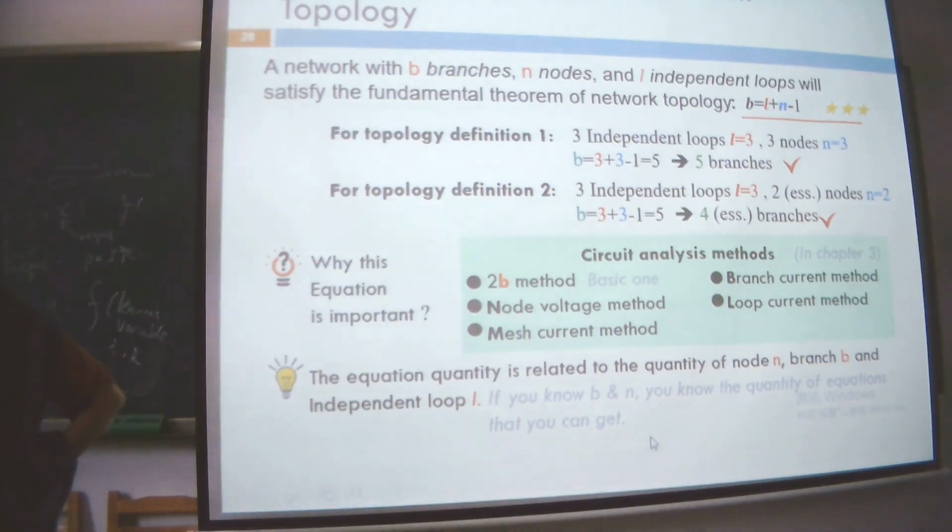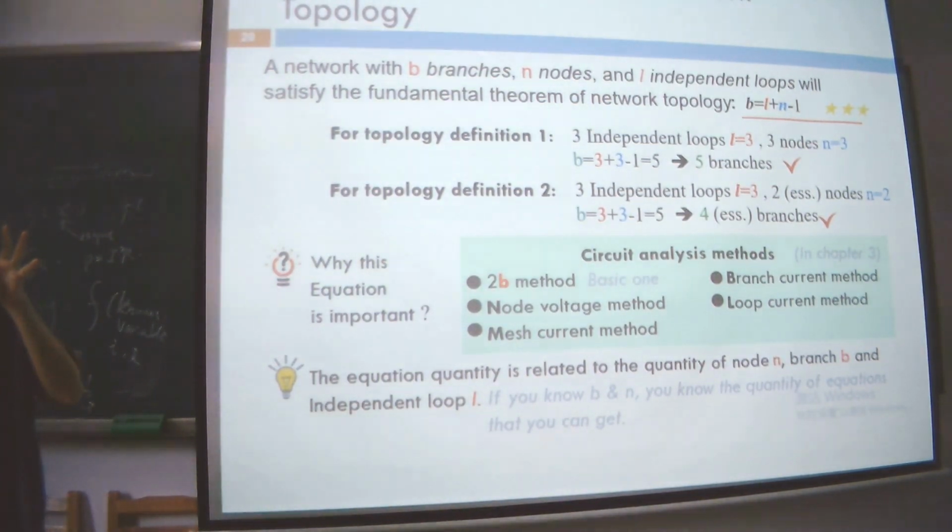What does that help? If we know the number of equations of each method, for example, this one has 10, this one has 10, this one has 3, this one has 5, and this one has 3. So we can choose the method with the fewest equations, which is 3.